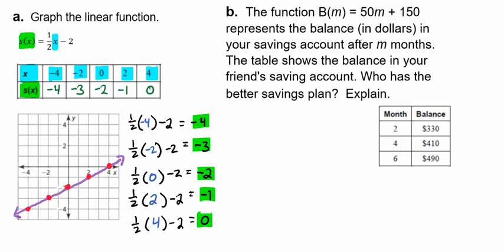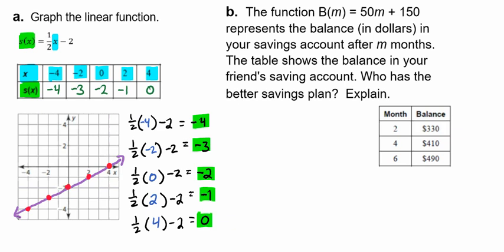Let's do an application problem. So take a look here at example B. It says the function b of m equals 50m plus 150, and this represents the balance in dollars in your savings account after m months. And the table shows the balance in your friend's savings account. Who has the better savings plan?